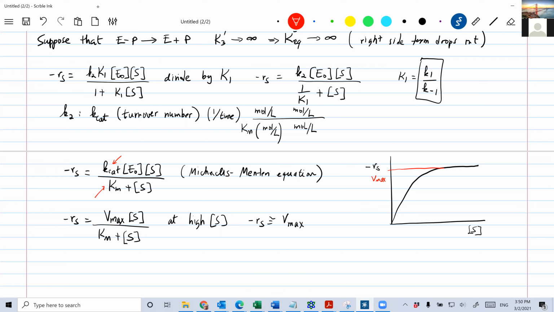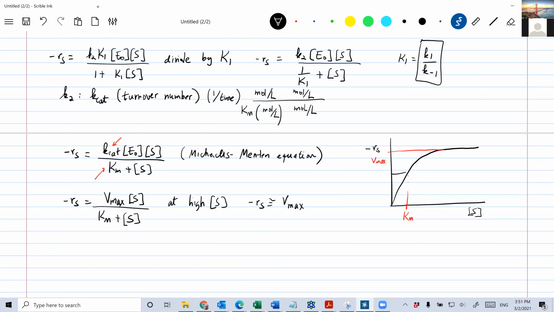Now the Km is a concentration at which half of that maximum velocity is reached. And lastly, if you have low substrate concentration, so that means Km is much, much higher than S. In this case, it means Km is greater than the substrate concentration.